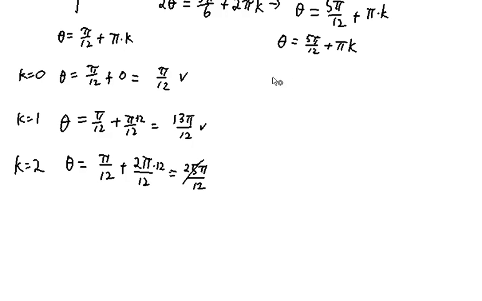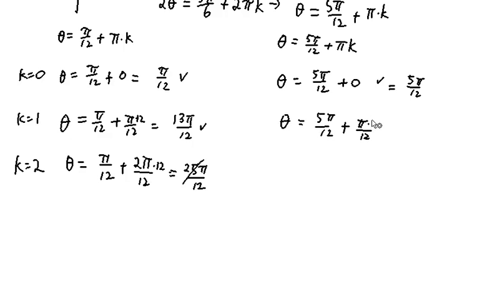Now let's check over here. When k is 0, theta is going to be 5 pi over 12. At k equals 1, that's going to be 5 pi over 12 plus pi. If I convert that to a denominator of 12, that would be 12 plus 5, so that would be 17 pi over 12. And that is also still less than 24. So I have 4 answers so far.